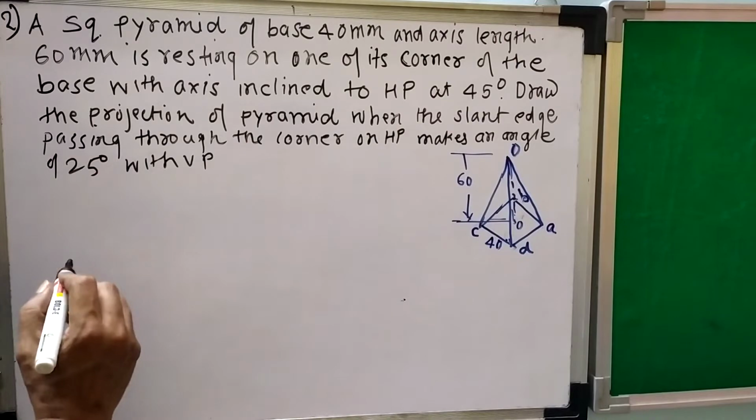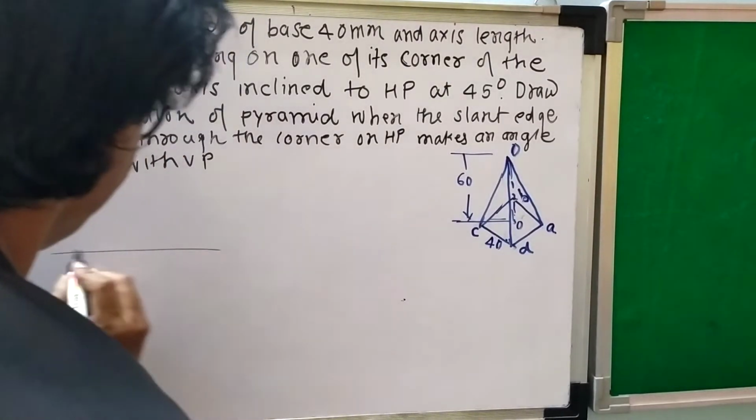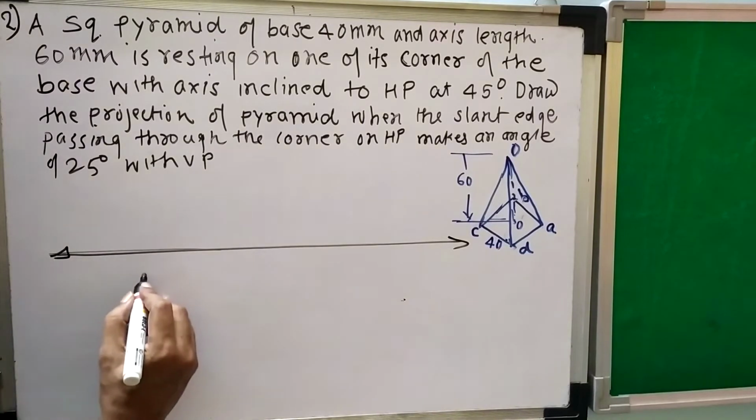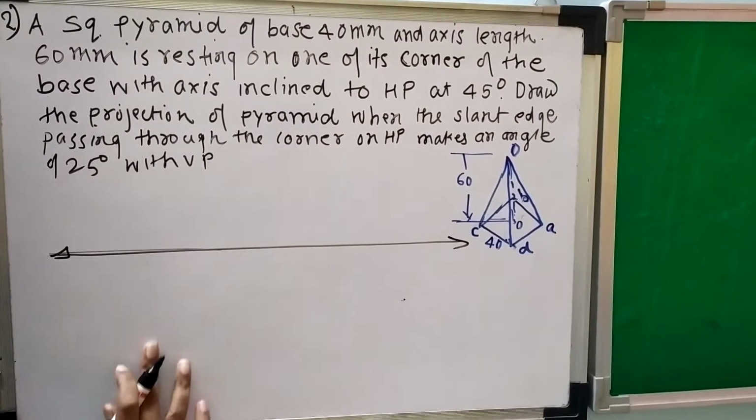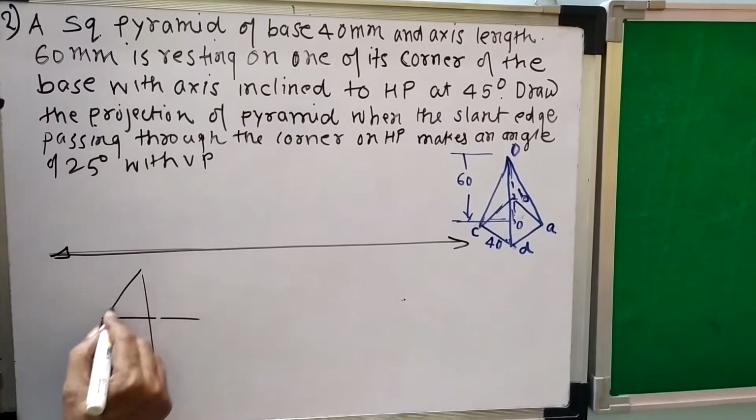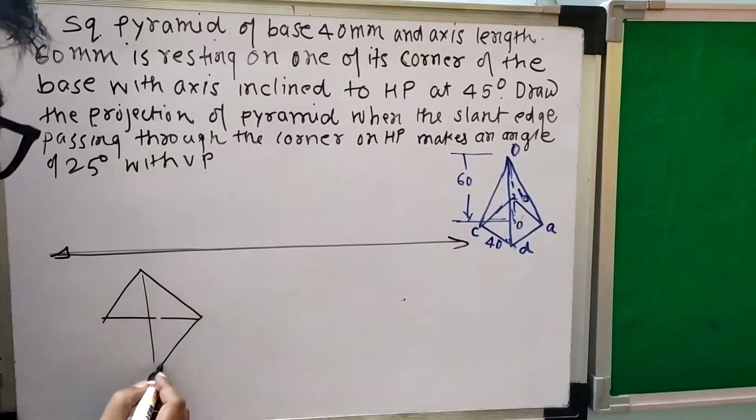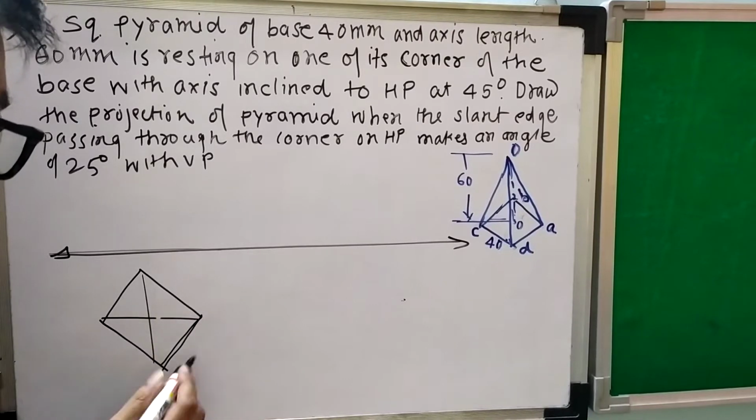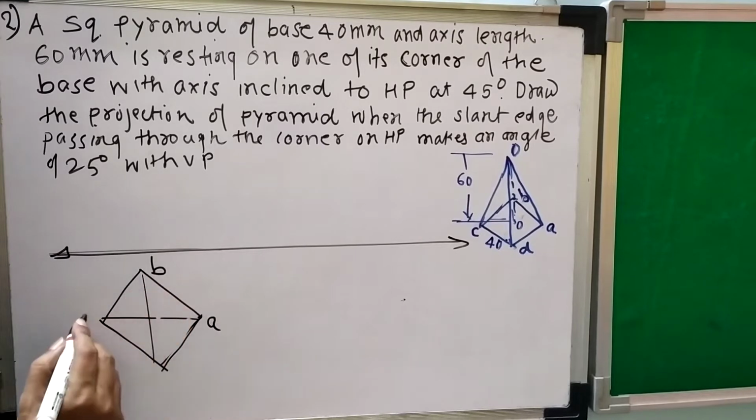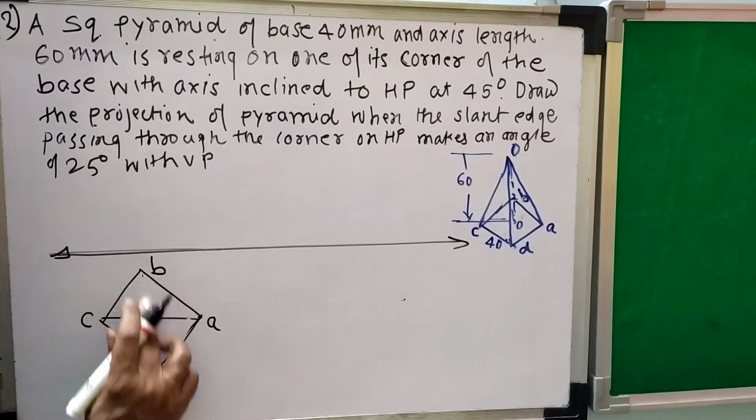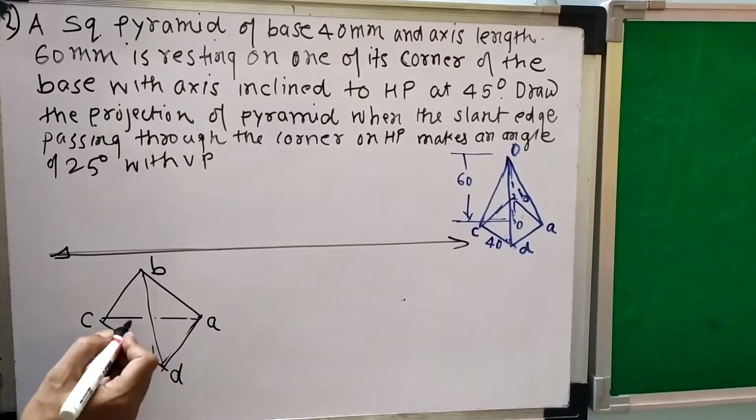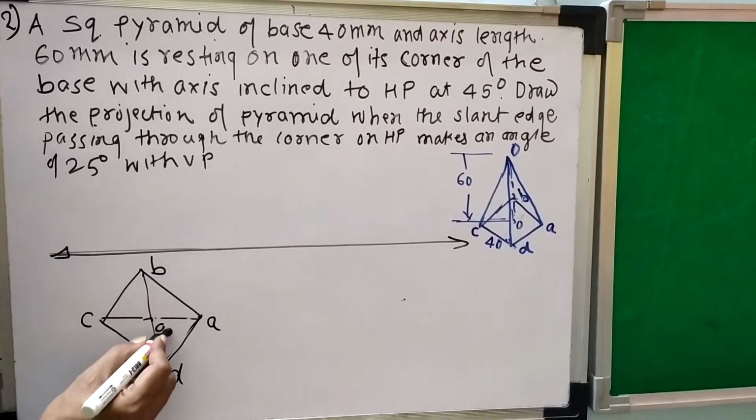So I will draw XY line. Now I will take the square here, the separate corner square. So I will draw this square. Okay, so this is my corner A, B, C, D, and this is the axis O1.